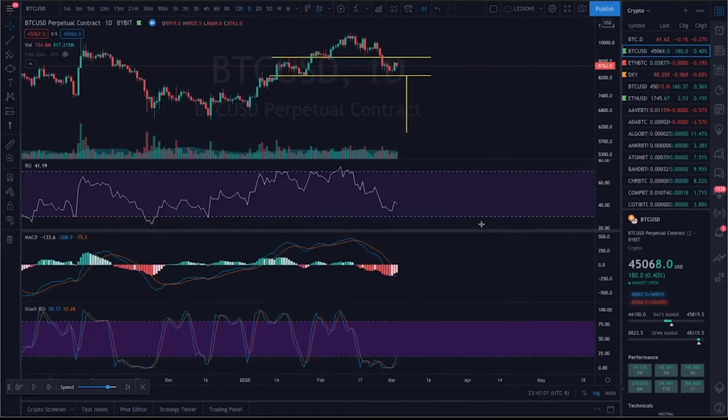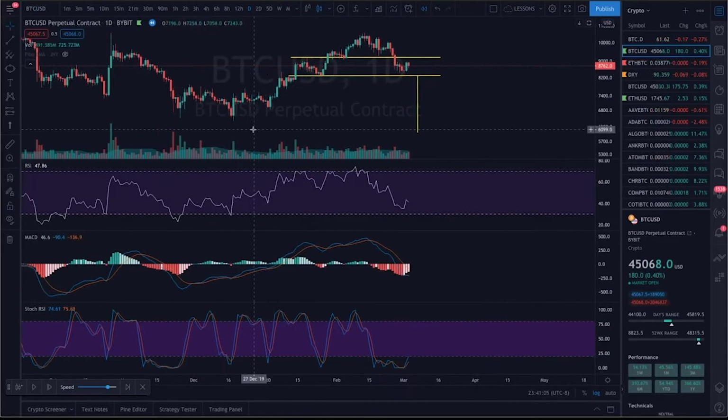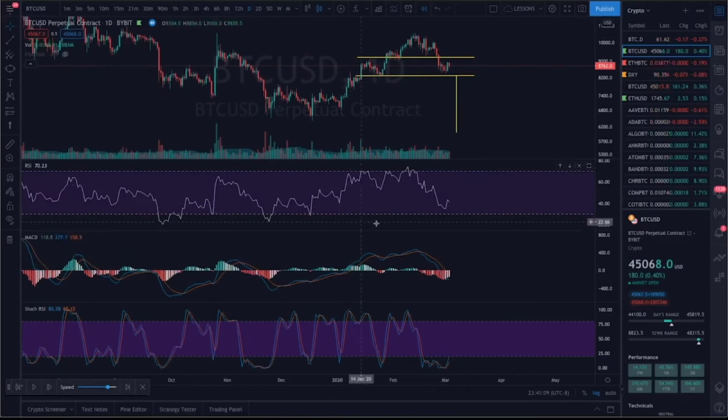Let's look at the indicators. Okay, right here we have a bit of exaggerated bearish divergence. RSI is actually heading a bit down towards the oversold levels, but it is definitely letting us know that momentum is shifting. On the MACD, we had a bearish cross at the peak of this price action here, and our stochastic is down here in the oversold territory.